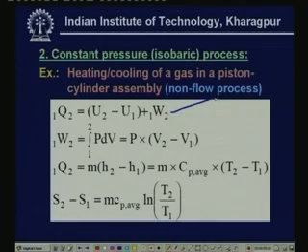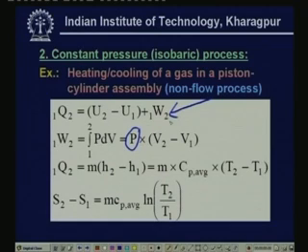For this isobaric process, the equations are like this. The first equation is nothing but the first law of thermodynamics for an isobaric non-flow process: 1Q2 equals U2 minus U1 plus 1W2. And how do we find 1W2? For a non-flow process, 1W2 is the integral of PdV, and if you assume that the process is quasi-static, you can perform the integration. Since pressure is constant, this is simply P into V2 minus V1, where V2 is the final volume and V1 is the initial volume. So work done during a constant pressure process is P delta V.